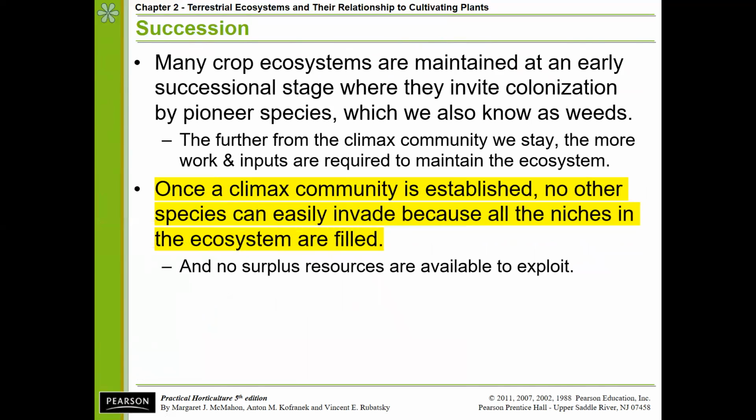And once we get to that climax community, that final step of ecological succession, it becomes really resilient, and it makes it to where species cannot easily invade because all the niches in the ecosystem are filled. So if you go into an old growth forest, which I know there's not much left, you see that this is a climax community. We don't really have invasive plants coming into them.